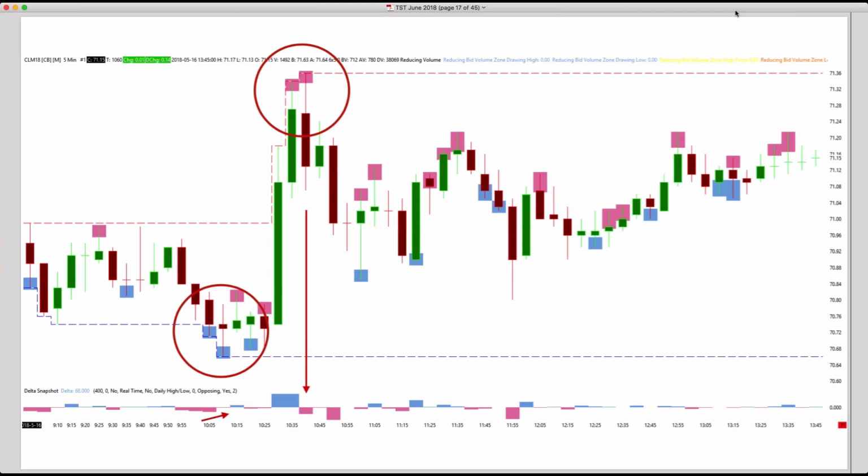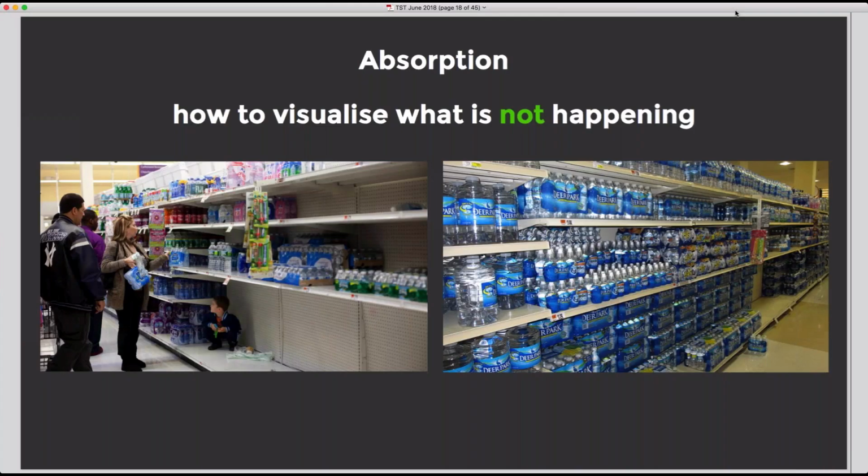Let's go on to the next concept, which is absorption. Absorption is an interesting concept. I like to think of it as, how do you visualize what is not happening? Charts show us movements. If we look at the footprint chart, we can see aggressive buying, aggressive selling. But what is really hard to see is the counterparty. Who has got the passive orders, the resting orders, which are being consumed?